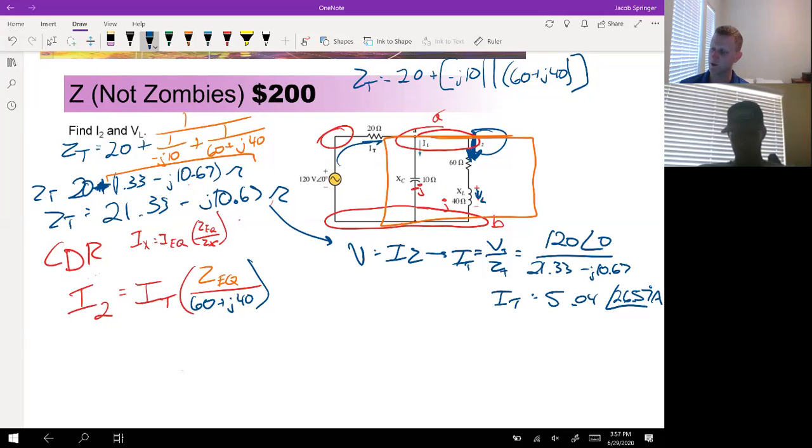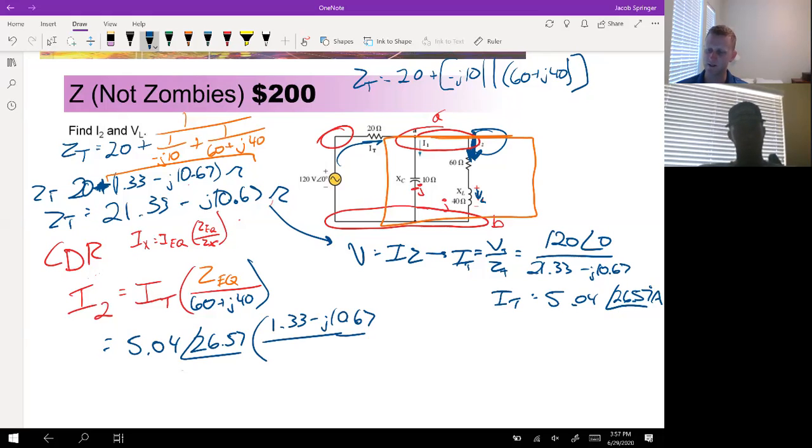So now everything gets plugged in. 5.04 angle 26.57. Z equivalent 1.33 minus J 10.67, because that's that Z equivalent. It doesn't include the 20 ohm resistor because the current already went through the 20 ohm resistor before it divided up in node A. So it's the 1.33, not the 21. It doesn't include the 20.